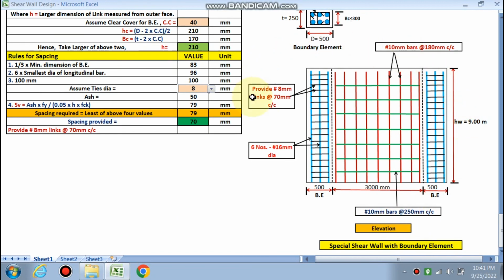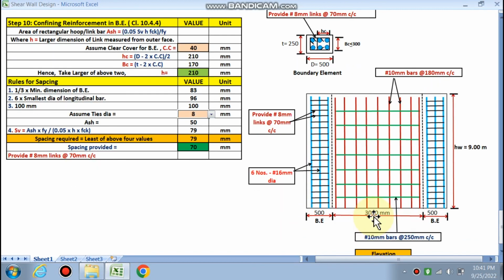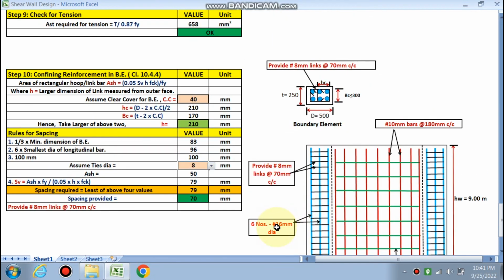So this is the elevation for the special shear wall with boundary elements. You will get all the reinforcement detail. The vertical reinforcement 10 mm bars at the rate 180 mm center to center. Horizontal, this green color is horizontal reinforcement in the shear wall. This is 10 mm bars at rate 250 mm center to center. This is 3000 mm for the shear wall, and this is boundary element. We have chosen 500 mm. So these are the vertical reinforcement, 6 number 16 mm dia, and these are the ties 8 mm links at 70 mm center to center.